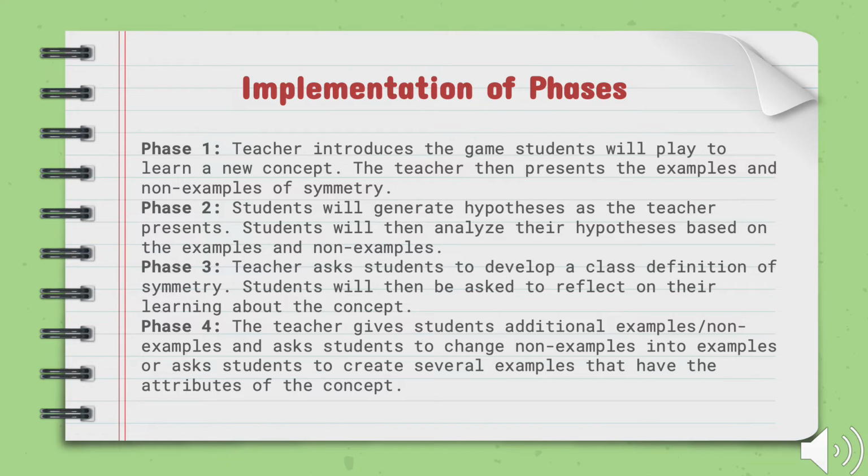Some rules for the game. The students need to keep their hypotheses private. They need to write down their hypotheses as they are presented in the examples and non-examples. They need to concentrate on what the examples have in common. Students need to list the attributes of the concept as examples and non-examples are presented. Students need to eliminate or cross out the attributes that are not presented in examples.